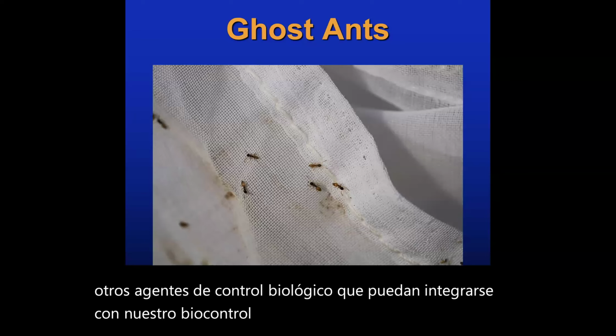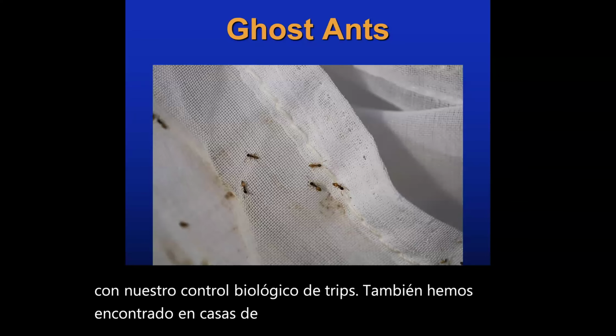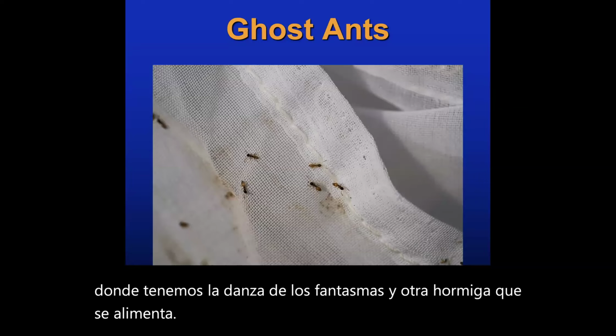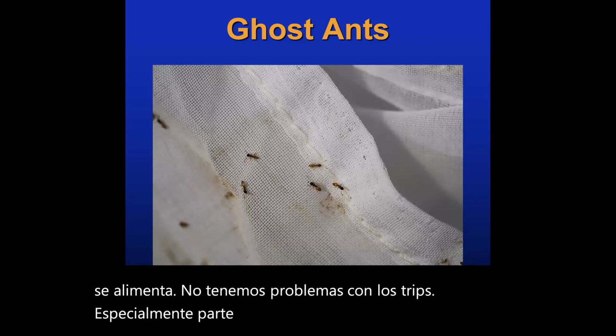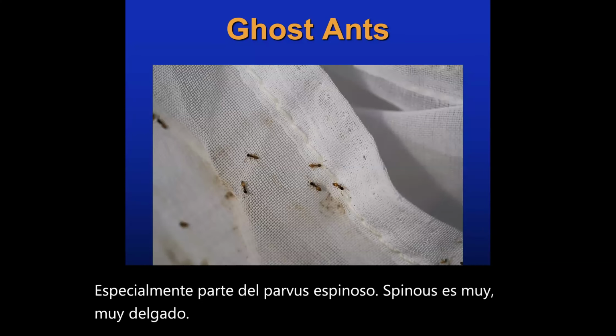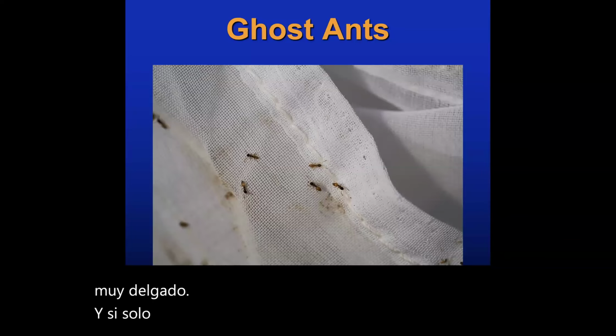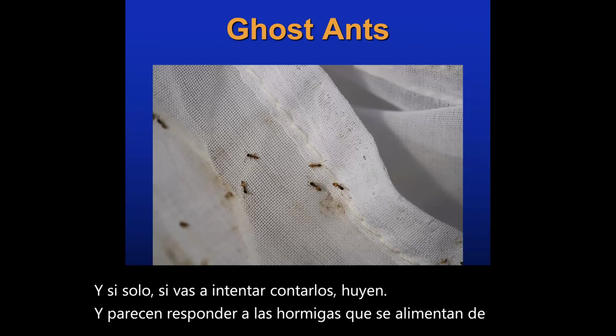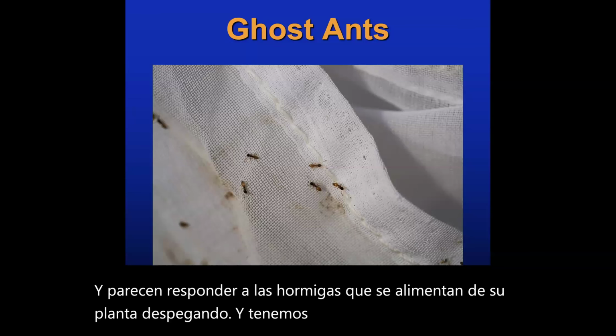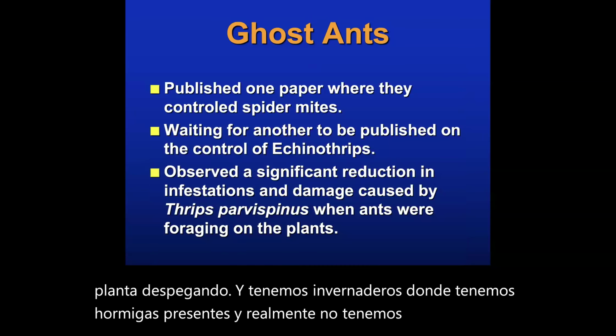We've also found ghost ants in greenhouses. Where we have ghost ants and another ant foraging, we don't have problems with thrips, especially parvispinus. Parvispinus is very, very skittish, and if you go to try counting them, they run away, and they seem to respond to the ants foraging on their plant by taking off. And we have greenhouses where we have ants present, and we really don't have any problems with parvispinus. We published one paper on that.